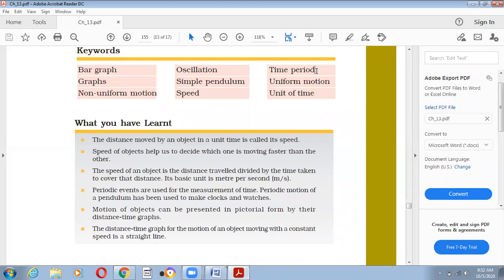Next is uniform motion. Uniform motion is the motion in which the body travels equal distances in equal intervals of time. That is uniform motion. Then unit of time, that is the quantity which is used to measure time. The common unit of time is second.